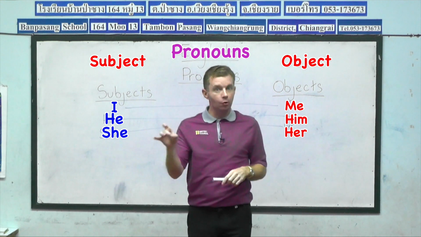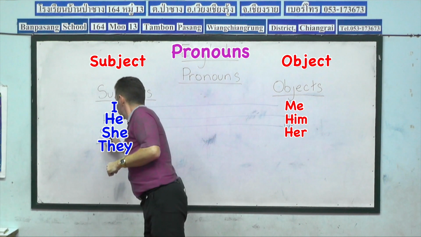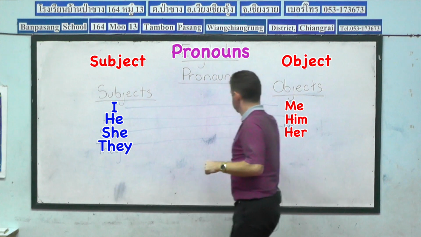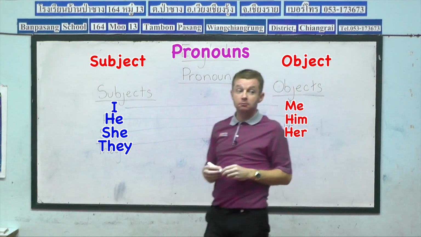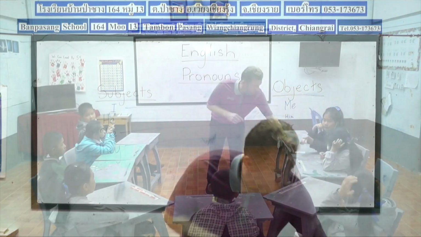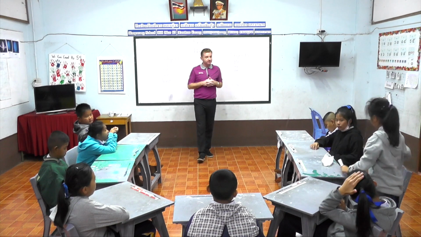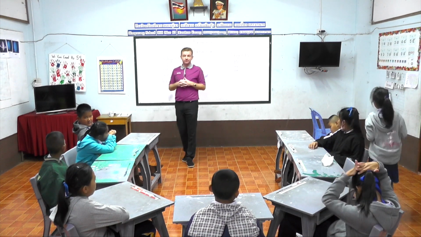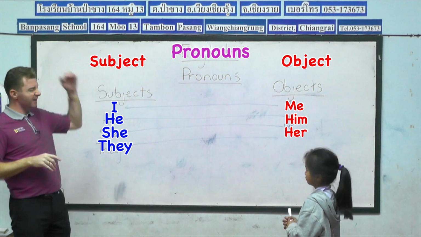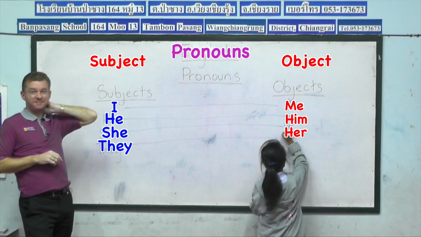But how about the group pronouns? How about, for example, they? How can we change the subject pronoun they into the object pronoun? Maybe Prel can tell us. Prel, come and join me at the front. Okay, so if we've got the subject pronoun they, how can we change it to an object pronoun? Them. Yes, well done.